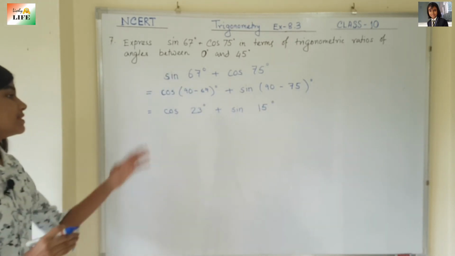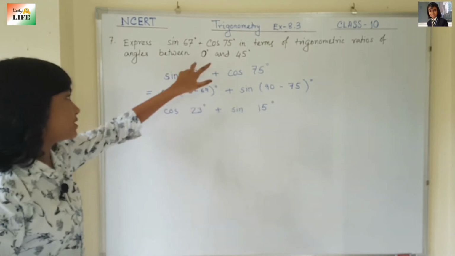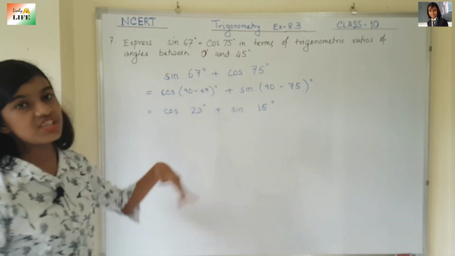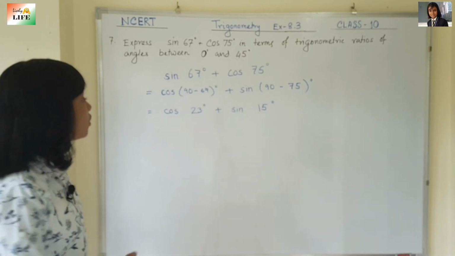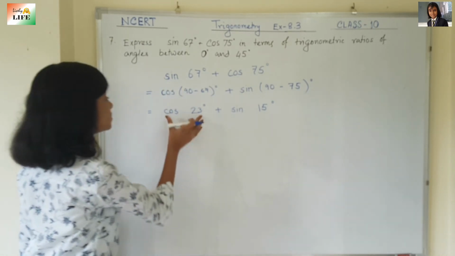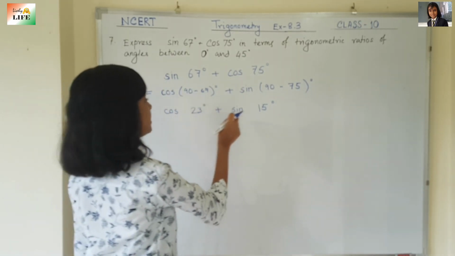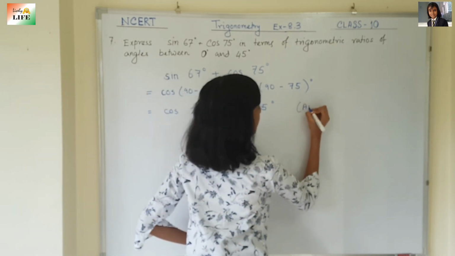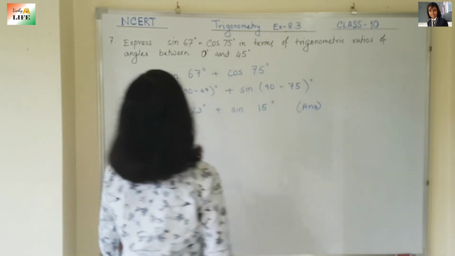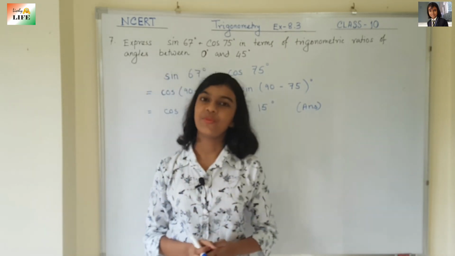So, see, we have already found angles between 0 degree and 45 degree. 23 is between 0 and 45, and 15 is also between 0 and 45. So we have found the answer. What is the answer? Cos 23 degree plus sin 15 degree. Okay, this is the answer of question number 7 of exercise 8.3.